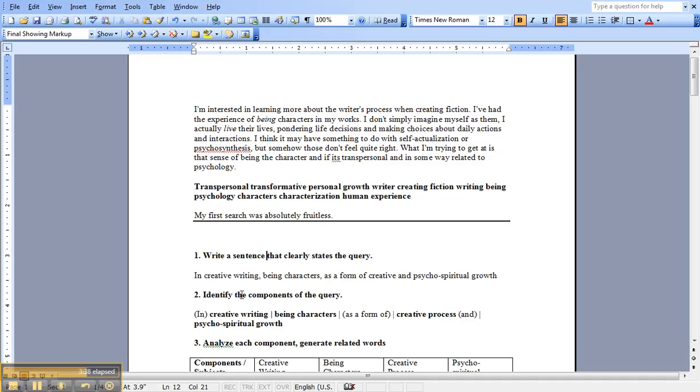So I just identified the components of the query, and I came up with 4 components: creative writing, being characters, creative process, psychospiritual growth. You could certainly make that just one thing, and that's not quite as well defined as the others, which are clear in here. But I came up with those 4 basic subject matters. And what I did is I just created a little analysis. I'm running out of time, so I'm going to end it there. So we just did step 1 and step 2.